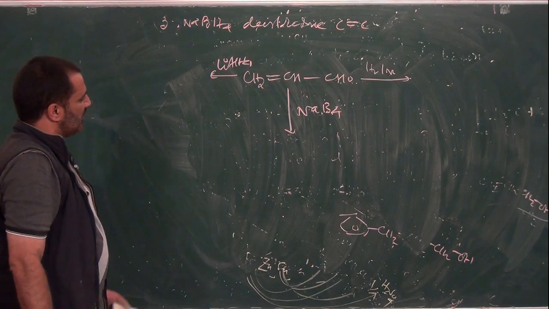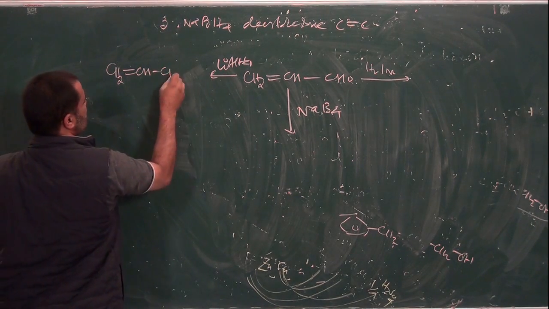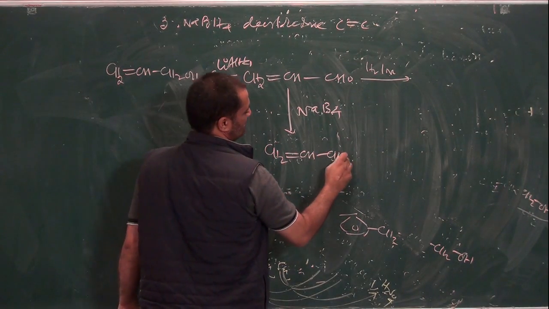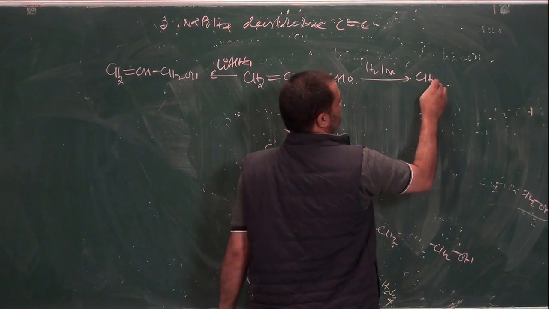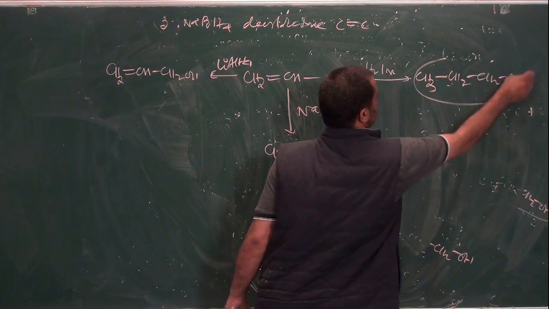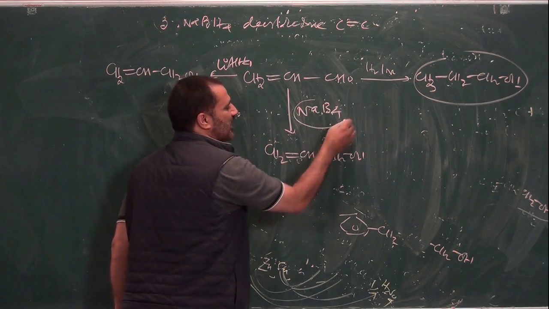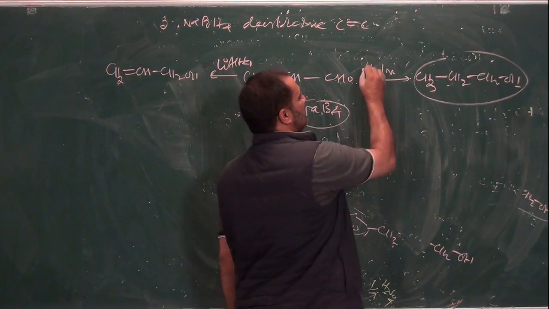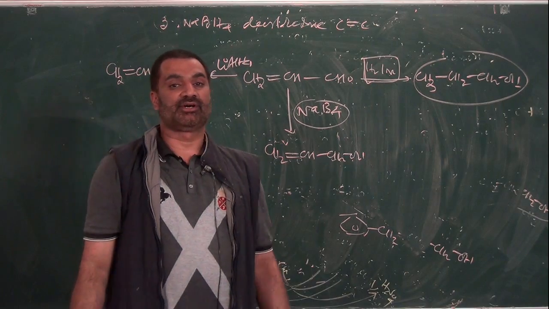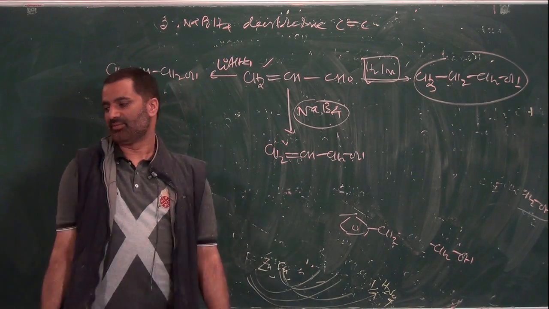In this case, CH2=CH-CH2OH is formed. Here, CH3CH2CH2OH is formed. So in this case, lithium aluminum hydride does not reduce the carbon-carbon double bond. Sodium borohydride does not reduce the carbon-carbon double bond, but hydrogen and nickel reduce both the carbonyl part as well as the carbon-carbon double bond. So very, very important points.